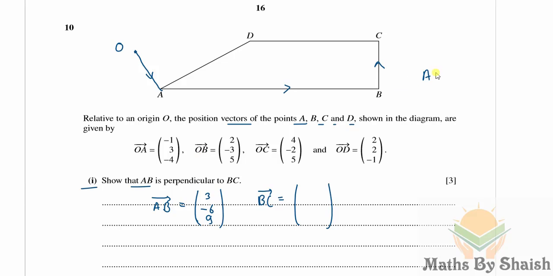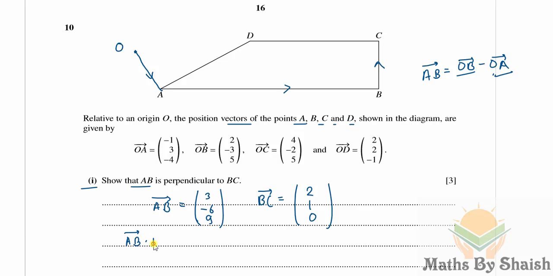If position vectors are given, then AB vector is always going to be OB vector minus OA vector, that is position vector of B minus position vector of A. In the same way, for BC vector, we subtract the OB vector from the OC vector. So 4 minus 2, it is 2, minus 2 minus minus 3, it is going to be plus 3, so plus 3 minus 2 is 1, and 5 minus 5 is 0. So we got both the vectors. We will find their dot product.